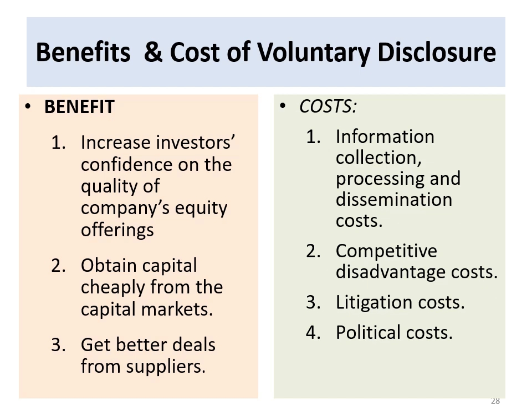And then for the costs, we can see the cost of voluntary disclosure might involve information collection, information processing, and dissemination costs. The second one is competitive disadvantage costs, also litigation costs, and political costs. You might search any term here like litigation costs, political costs, and competitive disadvantage costs dealing with voluntary disclosure individually because we have limited time to discuss everything here.